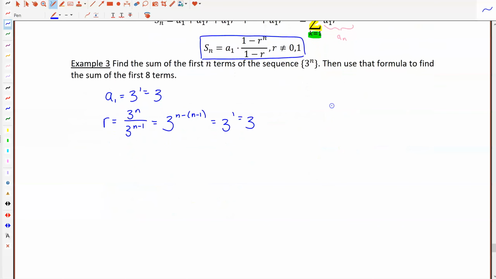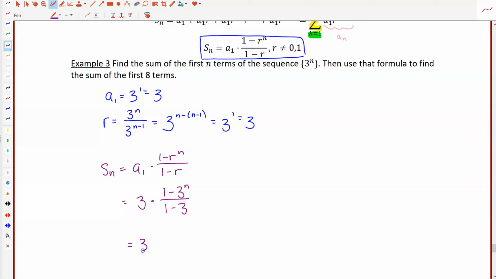Let's go ahead and find my sum for the first n terms. So s sub n is given by the formula a sub 1 times 1 minus r to the n divided by 1 minus r. Now I'm going to plug in the values that I have. My first term is 3, and then in the numerator I'm going to get 1 minus 3 to the nth power over 1 minus 3. Because I'm summing through a generic nth term, n will be involved in my final answer.